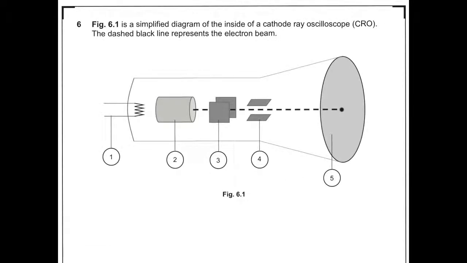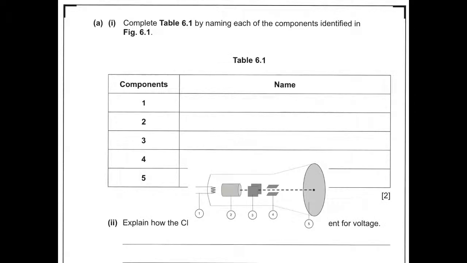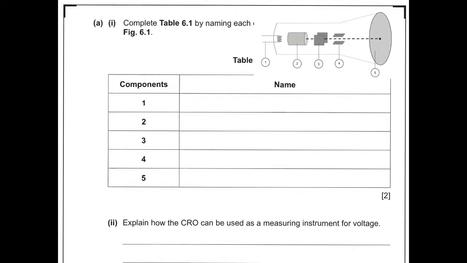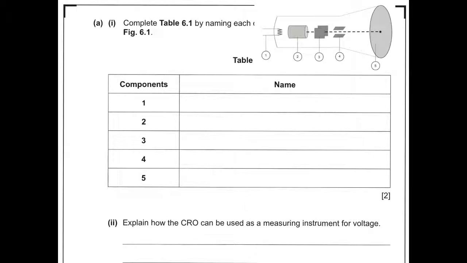Question 6. Figure 6.1 is a simplified diagram of the inside of a cathode ray oscilloscope, or CRO. The dashed black line represents the electron beam. Part A1. Complete Table 6.1 by naming each of the components identified in Figure 6.1. So I've brought in the little picture here, and we have to identify these components that are in the diagram.